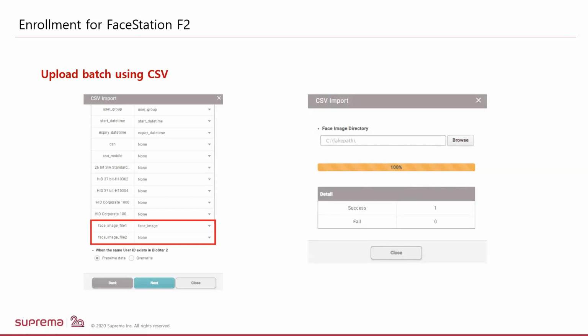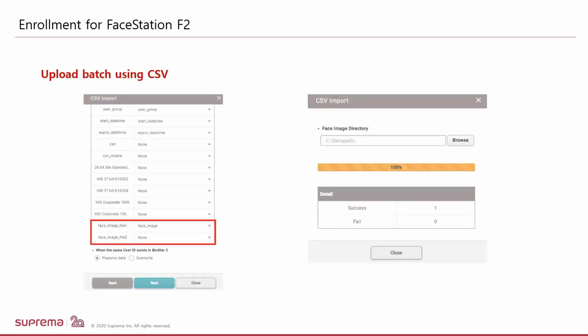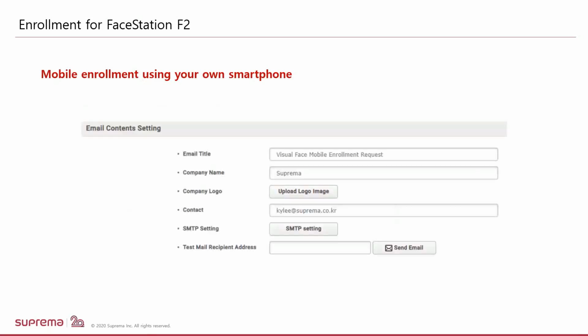Right now, we force you to put in a file name. From there, we're also thinking of options where you can just match the file name to the user ID. Then you will be able to easily export these photos from a different system and import them into this BioStar 2. Now, the last option is about the mobile enrollment using your own smartphone, but as mentioned earlier, you can still use your PC.